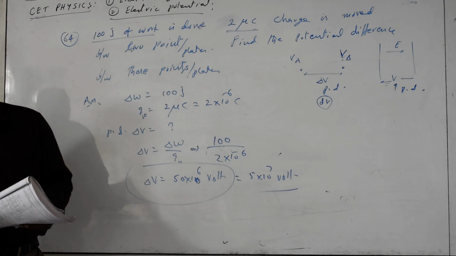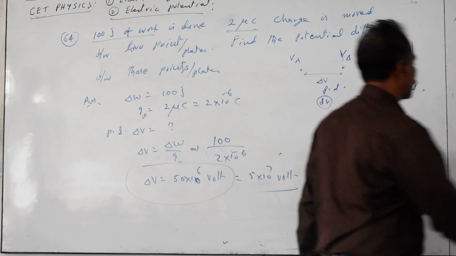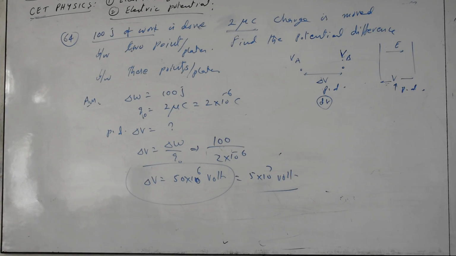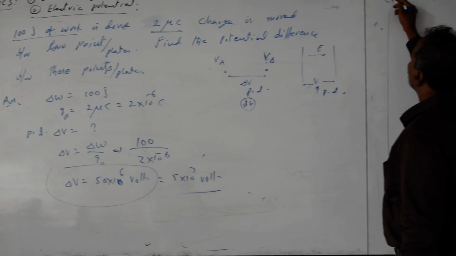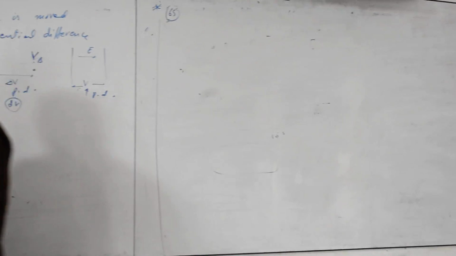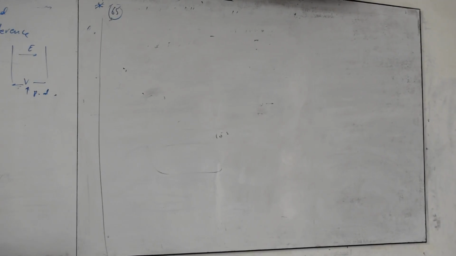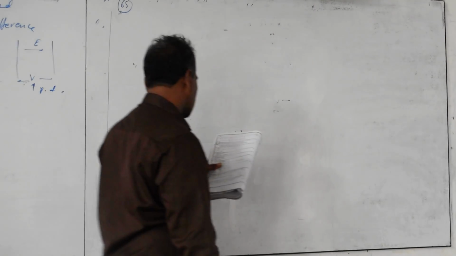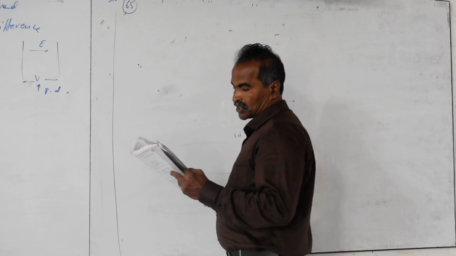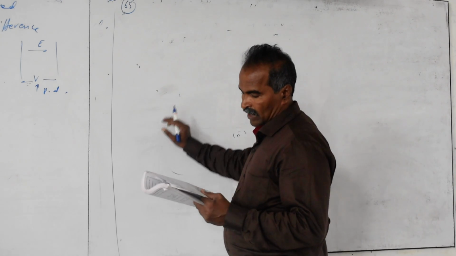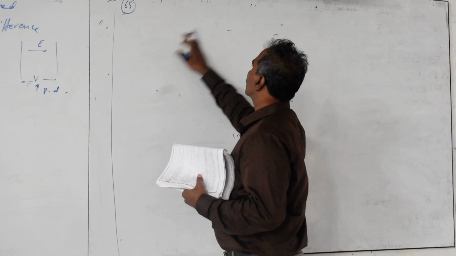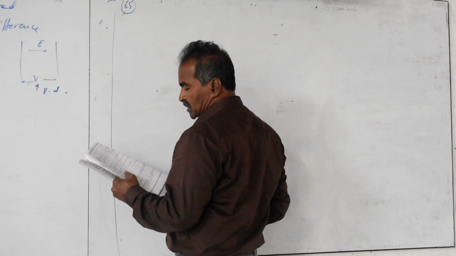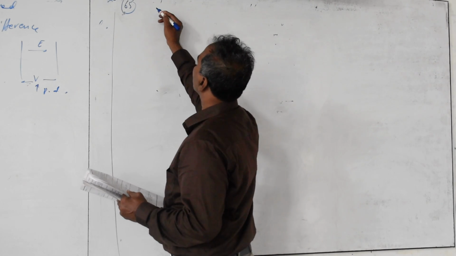Next is question 65. This is a little bit more important question. 27 identical mercury drops, each charged to 10 volts, are allowed to form a big drop. Then what is the potential of the big drop? You are taking n drops. N equals how many? 27 identical drops.